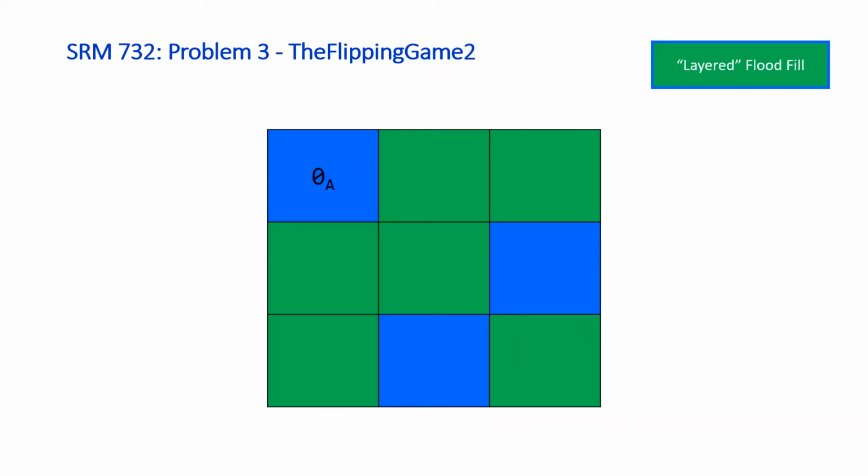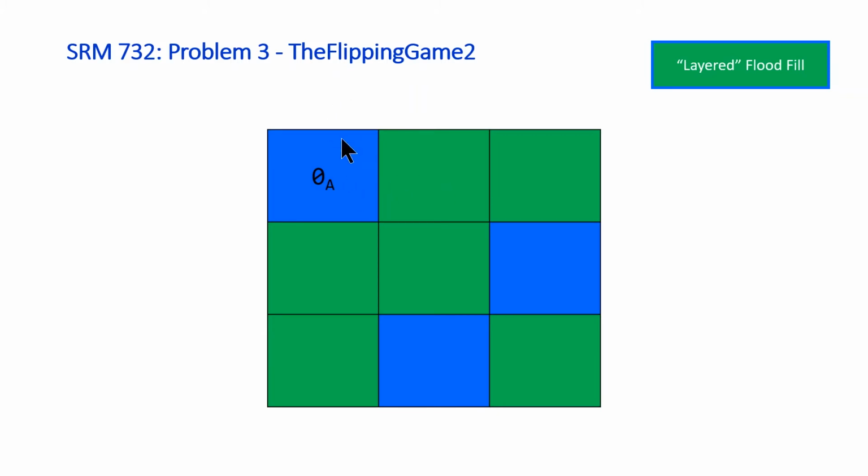Going back to our original board, the way we're going to solve this is with something that I'd call a layered flood fill. It's a modified flood fill that works by using a priority queue in order to explore your board. So if we start, we're going to choose a tile to start with in our top left corner, and we'll call that layer 0. And then we're going to look at all of the valid adjacent cells.